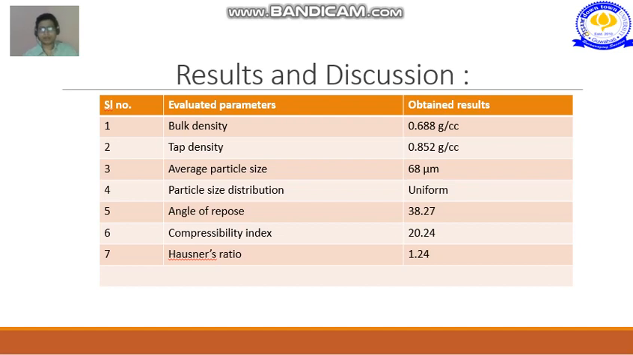And next, Carr's index and Hausner ratio have been calculated by using the bulk density and tapped density parameters, to determine the properties related to the bulk density and tapped density of the powder. So these are all we have obtained. Based on the obtained data, we are going to conclude our practical.